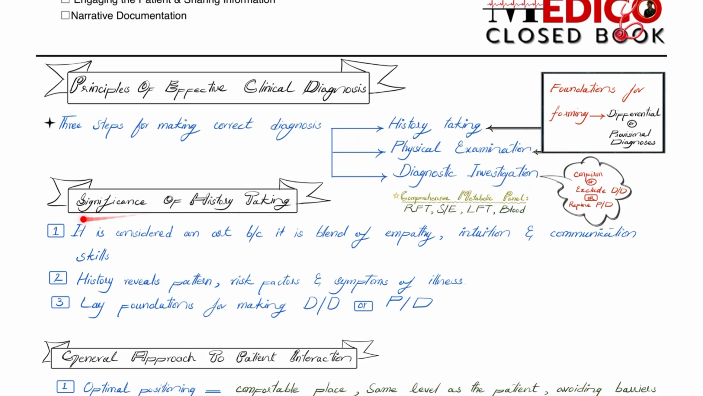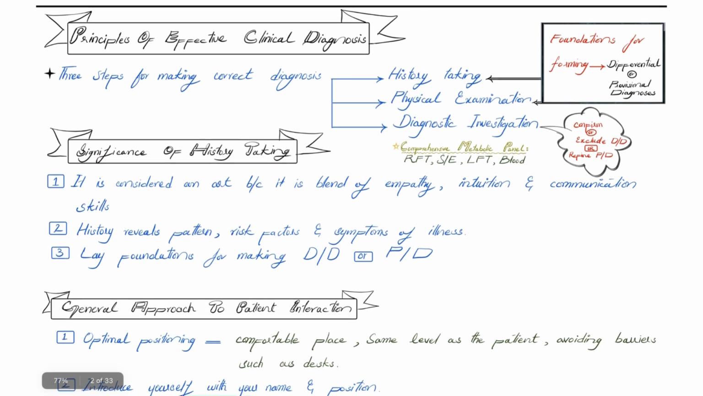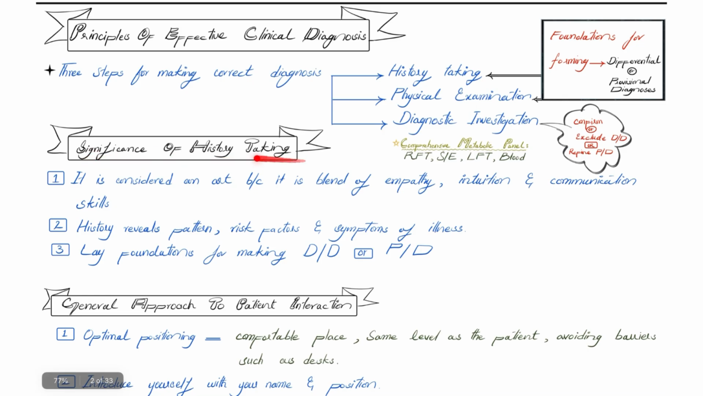The second thing is the significance of history taking. Why are we taking history? First, it is considered an art. It is an art of a doctor. Why? Because it is a combination and blend of empathy, intuition, and communication skills. Intuition means gut feeling, an inner sense that something is wrong in this patient, however he does not have any clear and obvious symptoms and signs, but something is wrong. This is how a doctor can analyze.